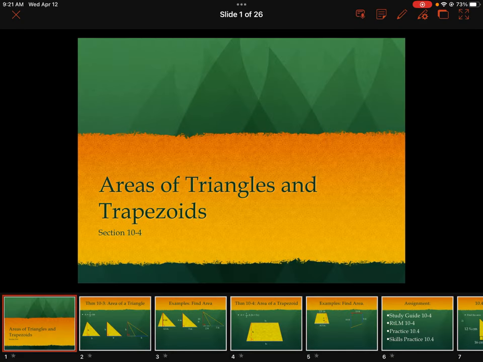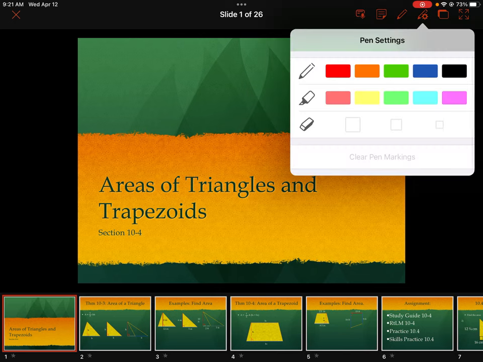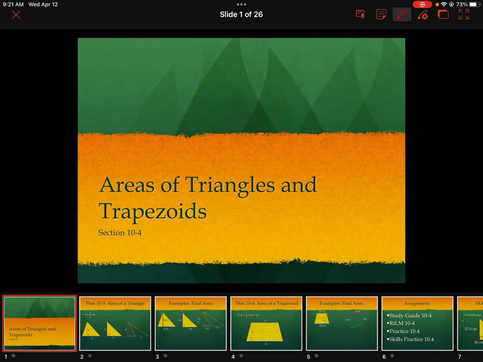This is section 10.4. We're going to find areas of triangles and trapezoids. You've done this before, and we actually did this the last 2 days. If you want to find the area of a rectangle, you could just count the blocks in the rectangle, however many blocks are in it. If you want to find the area of that triangle, it would just be half of it.